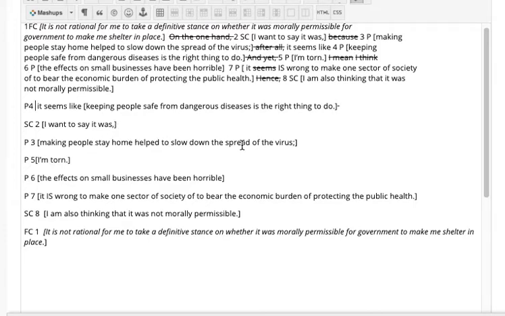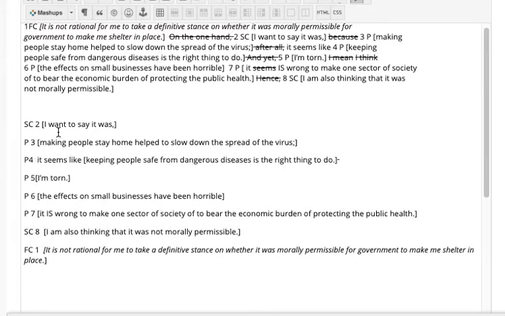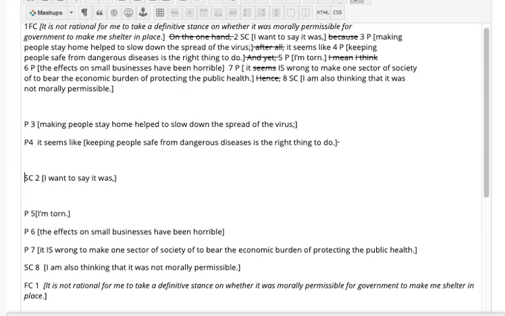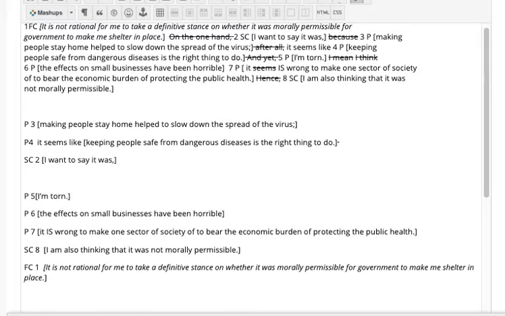So, first of all, to decide the numbers, we want to get a sense of what is what, right? So we have, that's a subconclusion. And remember, what were the premises in support of that? That was 3 and 4. Making people stay at home helped to slow the spread of the virus. Keeping people safe from dangerous diseases is the right thing to do. Oh, so P3 and P4. Now, in the original argument, I don't know how I ended up with this right here. But in the original argument, you will remember that it was statements 2, 3, and 4.